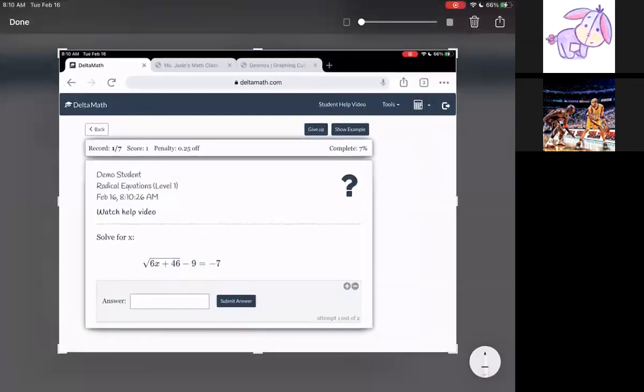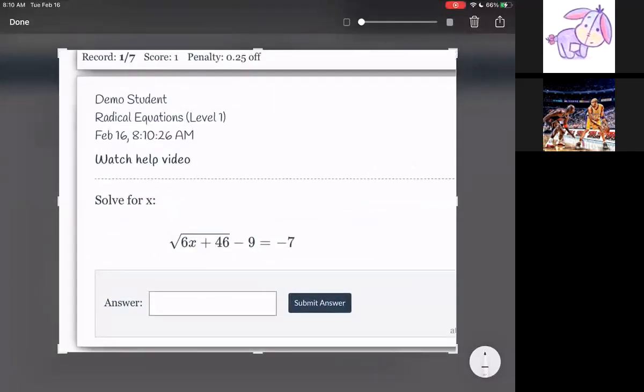So once again, let's start by isolating the square root. Isolating the square root is the first step. That means we're going to add 9 to both sides. We get that the square root of 6x plus 46 is equal to 2. And now that our square root is isolated, we can square everything, which brings us to 6x plus 46 equals 4.